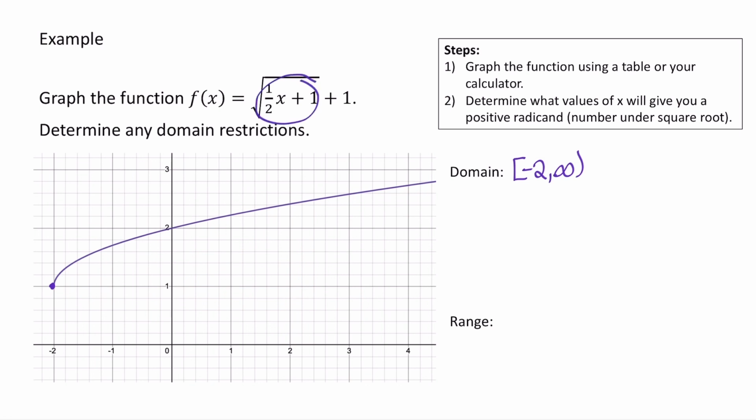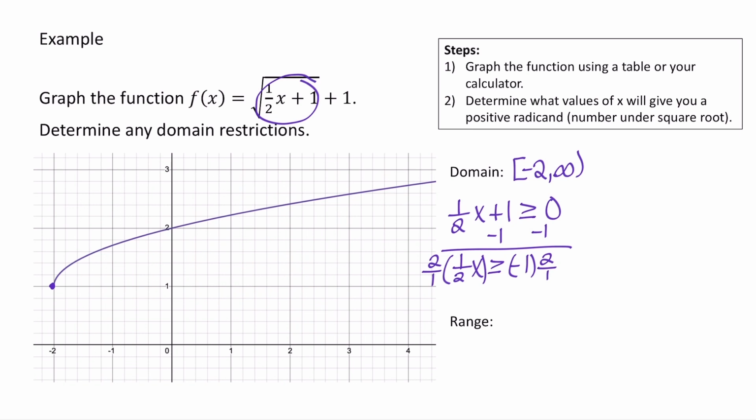Remember, we want whatever's under the square root to be greater than or equal to 0. So we have 1/2 x plus 1 greater than or equal to 0. So we subtract 1, which gives us 1/2 x is greater than or equal to -1. Then to get rid of the 1/2, we need to multiply both sides by the reciprocal, which is 2 over 1. So we multiply both sides by the reciprocal and we get x is greater than or equal to -2, which is the same thing we've written here with the domain.